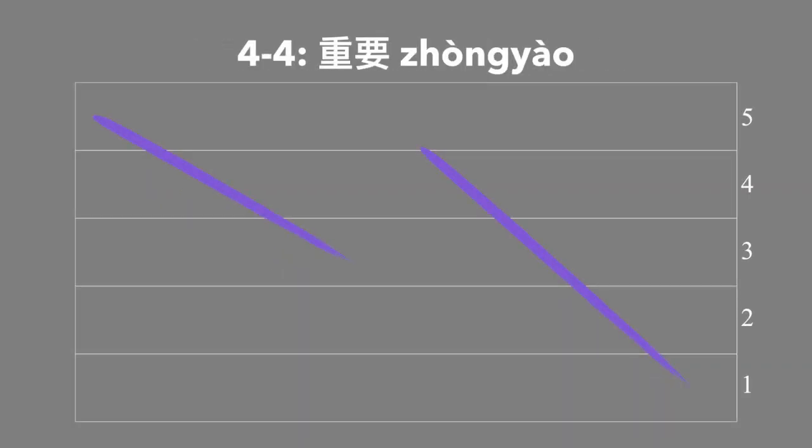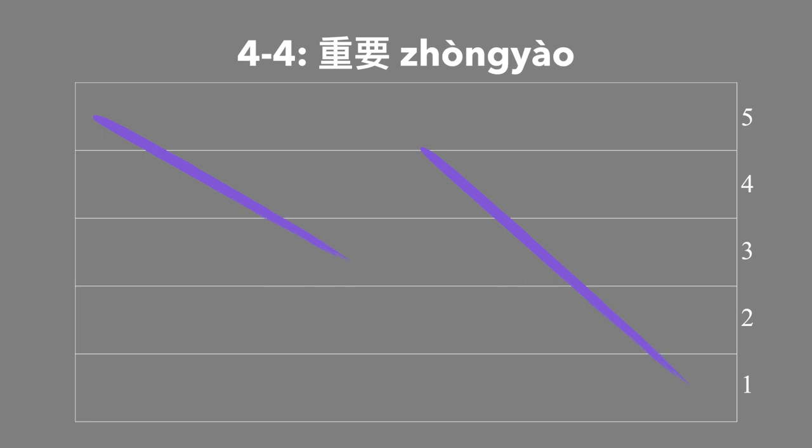Okay, now here's a 4-4 combination. All right, the first thing to notice here is that the first fourth tone only goes about halfway down, like we saw with 4-1 and 4-2. The second fourth tone starts a little bit lower than the first fourth does, and then it goes all the way down. So the first one goes only about halfway down. The second one starts just a bit lower than the first one does, and it goes all the way down, just like the full normal canonical contour.